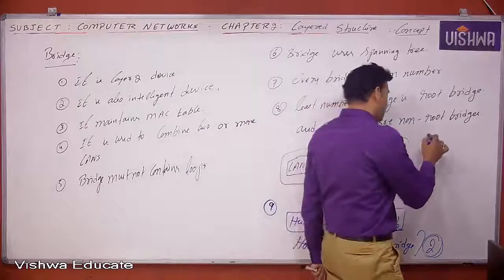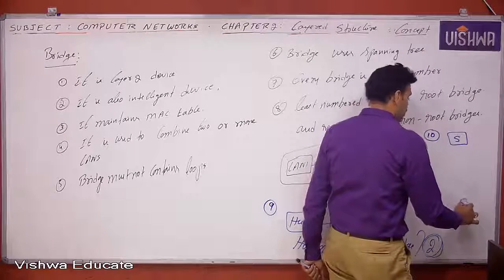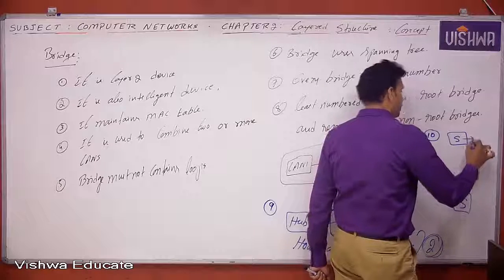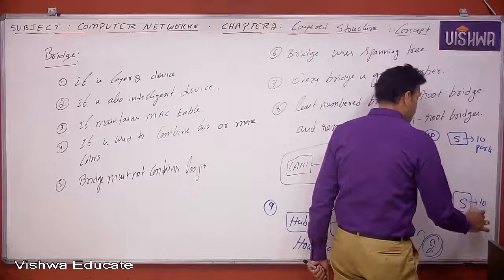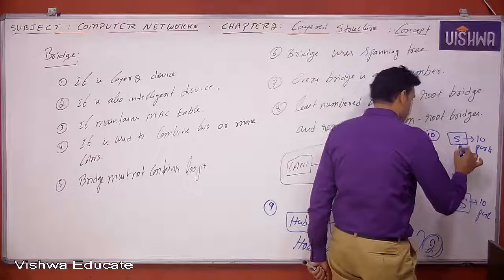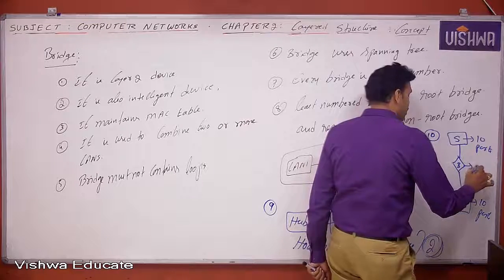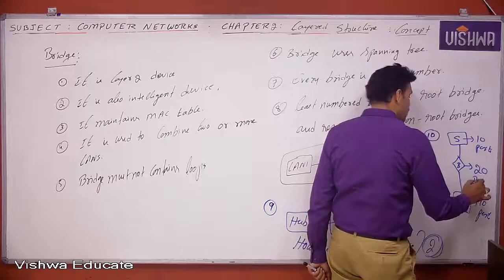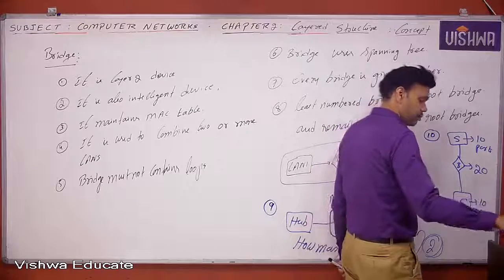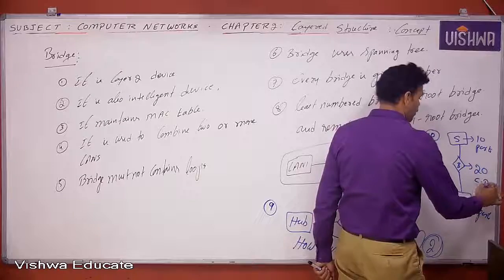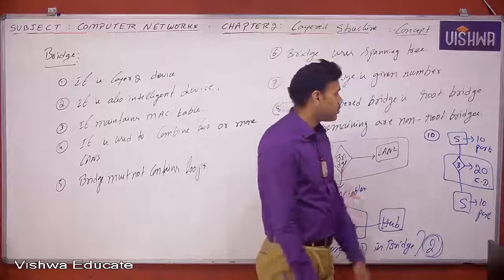The same question if I ask for a switch and a switch which each have 10 ports, if both are combined using a bridge, now how many collision domains? 20. Okay friends, just copy this.